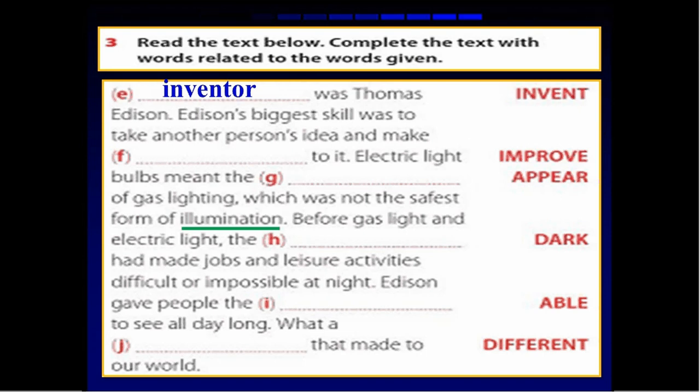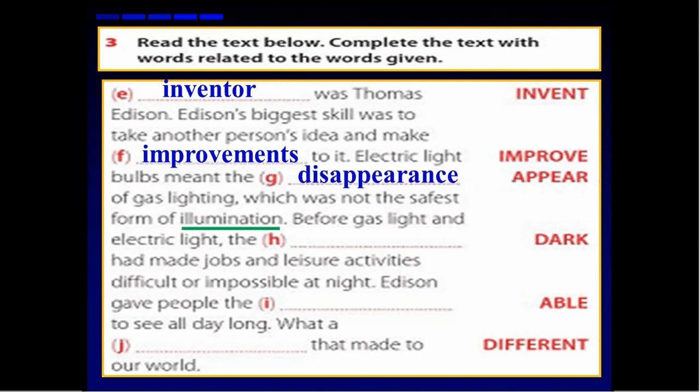Improve for F. Make, improve? No, it will be make improvements. G. Electric light bulbs meant the appear? No, we need the noun. Disappearance of gas lighting.